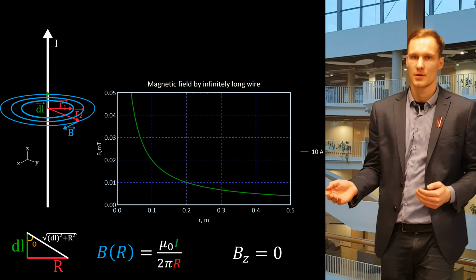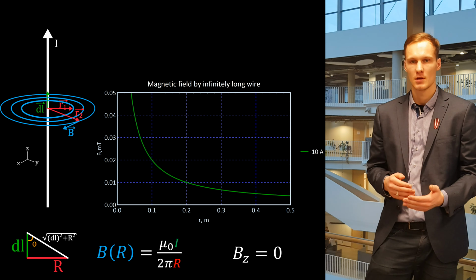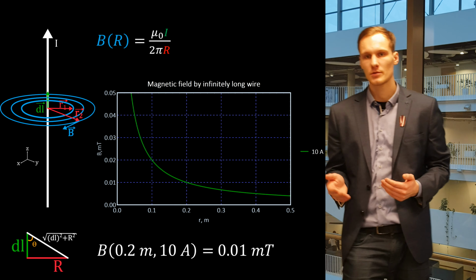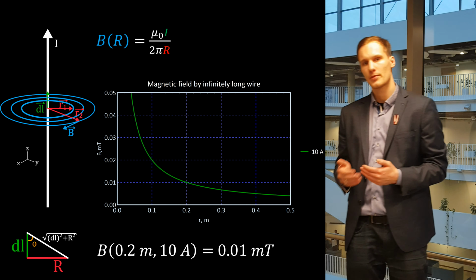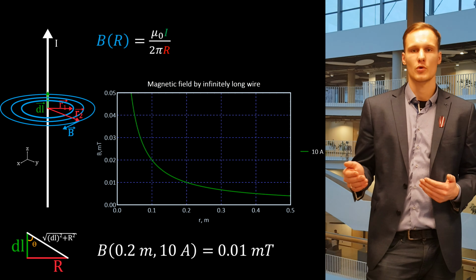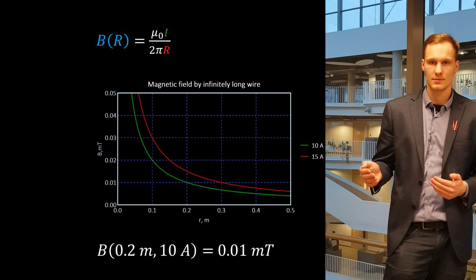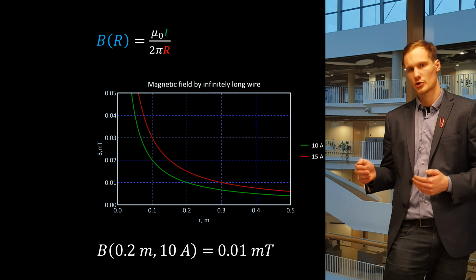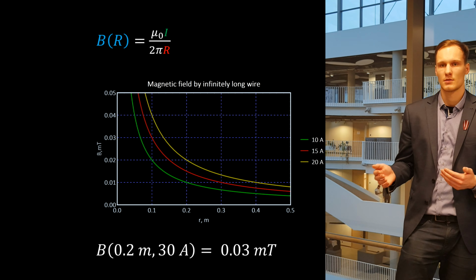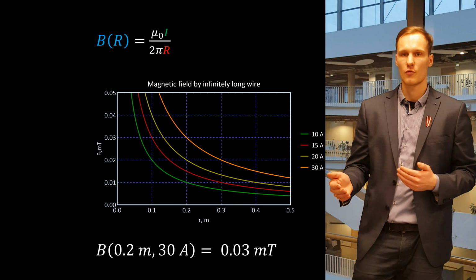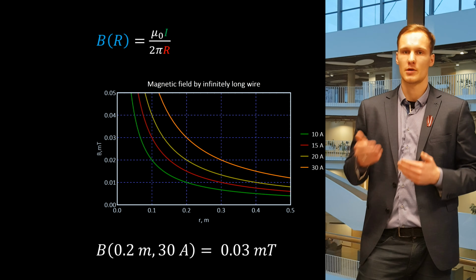In a graph, you can see the magnetic field of a wire which is carrying 10 amperes. It produces a magnetic field with a magnitude of 0.01 millitesla. It's not that much if we compare it to, let's say, Earth's magnetic field, which is 0.05 millitesla. If we increase the current, the magnetic field increases proportionally. So, if we apply 30 amperes, the resulting magnetic field is 0.03 millitesla, which is still less than the example we chose, Earth's magnetic field.